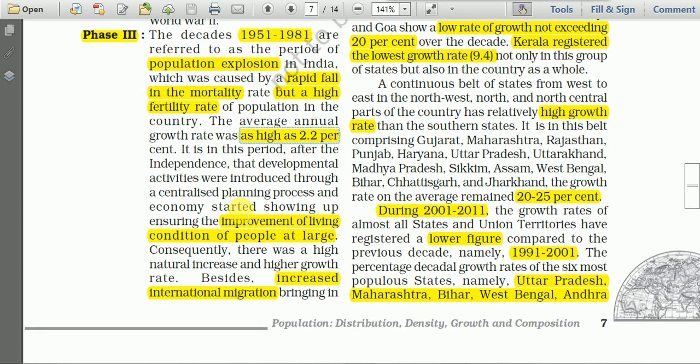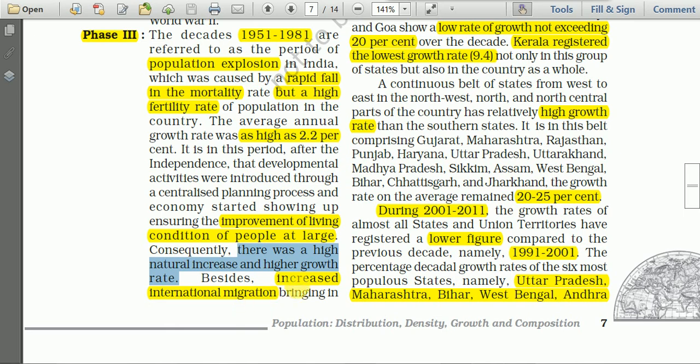In this period after independence, developmental activities were introduced through a centralized planning process, and the economy started showing improvement, ensuring improvement of living conditions of people at large. So there was a rapid decline in the death rate, but the birth rate remained high. The decline in death rate was due to improvement in the living conditions of people at large and a good public distribution system, and consequently there was a high natural increase and higher growth rate.